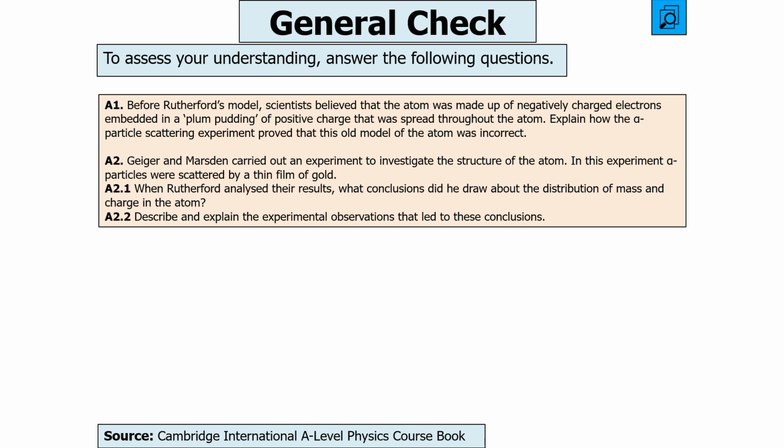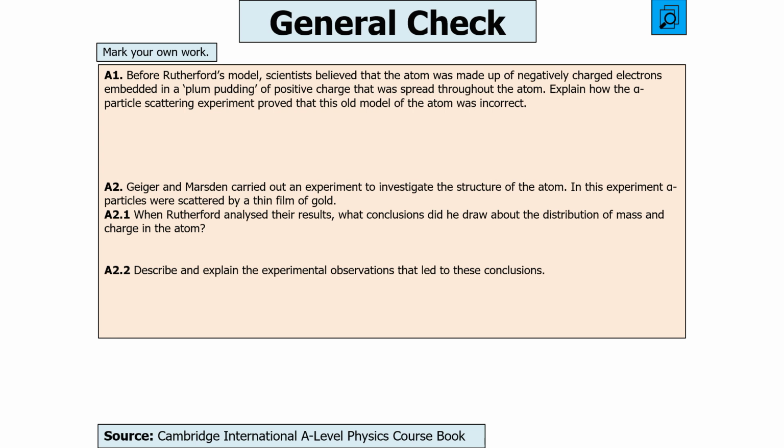Then Geiger and Marsden carried out an experiment to investigate the structure of the atom. In this experiment, alpha particles were scattered by a thin film of gold. When Rutherford analysed their results, what conclusion did he draw about the distribution of mass and charge in the atom? Then describe and explain the experimental observations that led to these conclusions. So pause the video now, then unpause the video when you want to go through your answer.